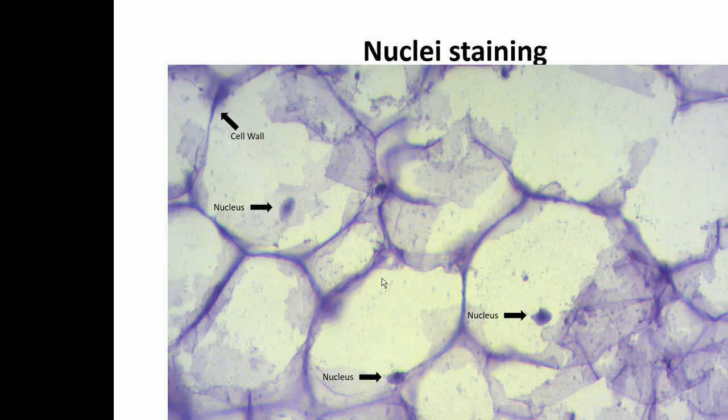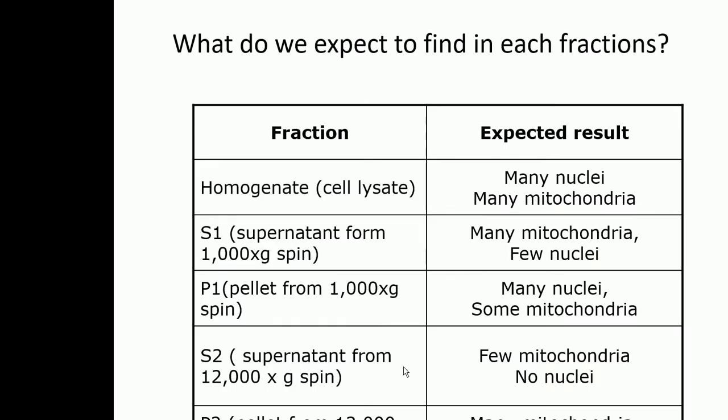So you will be using a light microscope for your staining of the nuclei, and you will be able to see these kinds of nuclei. I will show you more pictures in the lab. So this is all nucleus. You can see how the nucleus will look. And what are your expected results, like for the homogenate or the filtrate?